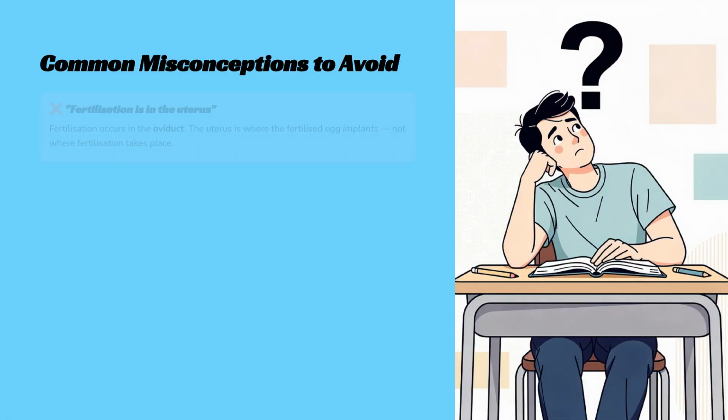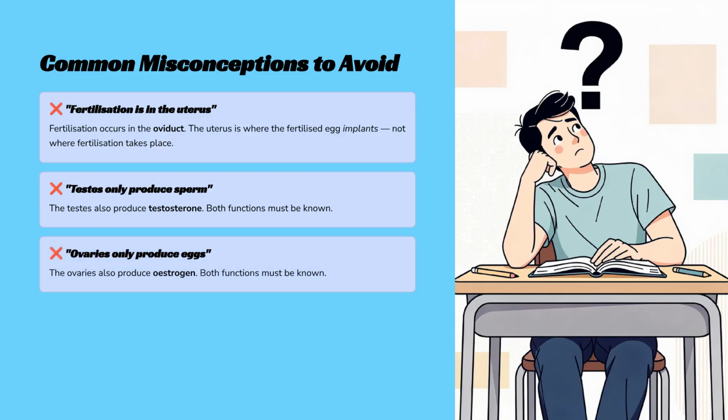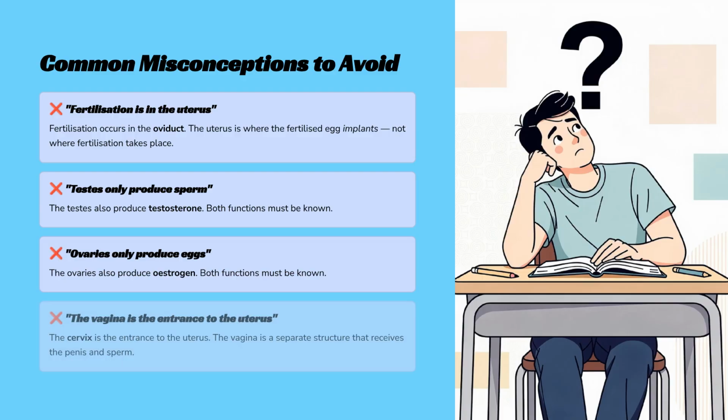Avoid these common misconceptions. Fertilization does not happen in the uterus. It happens in the oviduct. The testes and ovaries are not just for gamete production. They are also endocrine glands. Finally, remember that the cervix is the entrance to the uterus, not the vagina.